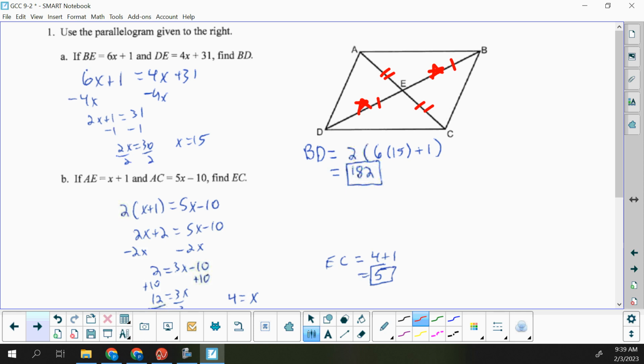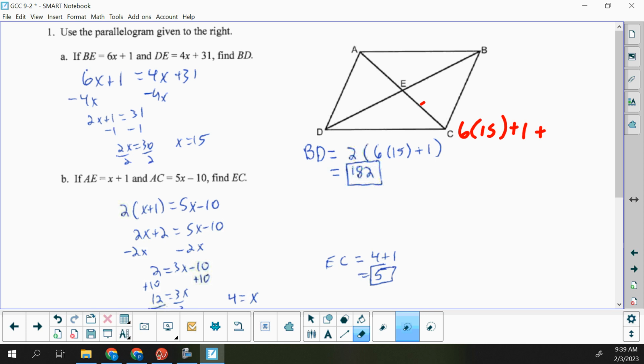And then they wanted to know what BD is equal to. There's 2 ways you can figure out what BD is. You can either sub it into both of them added together. So you could have done 6 times 15 plus 1 plus 4 times 15 plus 31, which I'm guessing most people did, and you'd get 182 for BD. Or, because we know DE and BE should be equal, what I did is I just subbed into BE and then doubled it to get the 182.